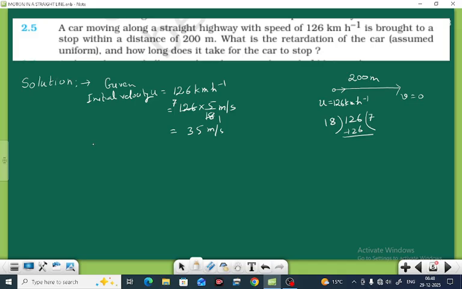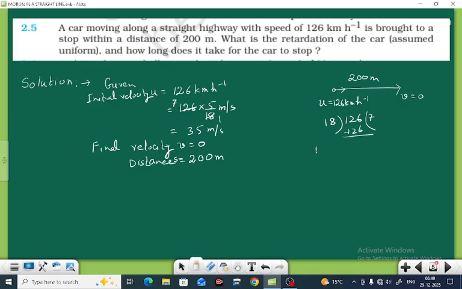And you want to find final velocity. Here you see it stops at the end point. Therefore, the final velocity v is equal to 0, right? And distance is here. Distance is equal to 200 meter. Distance means s. s is given as 200 meter.